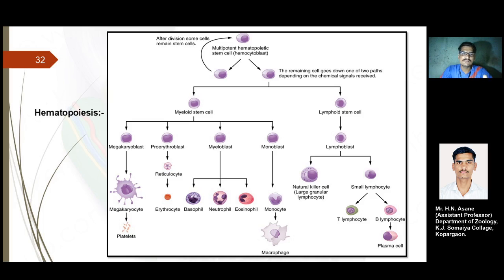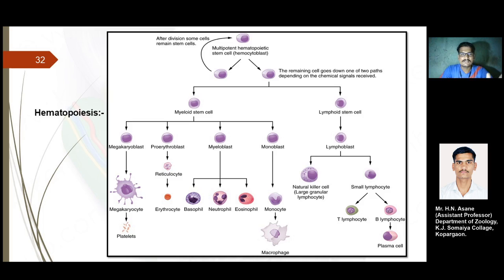The myeloid stem cells get divided into four daughter cells, the megakaryoblast, proerythroblast, myoblast, and the monoblast. The megakaryoblast develops into megakaryocytes, which grow bigger in size from the megakaryoblast, and megakaryocytes produce platelets.